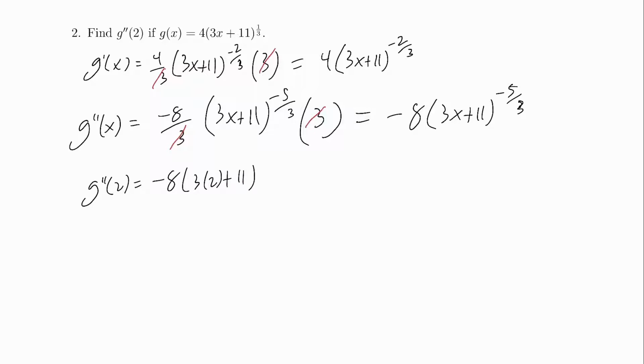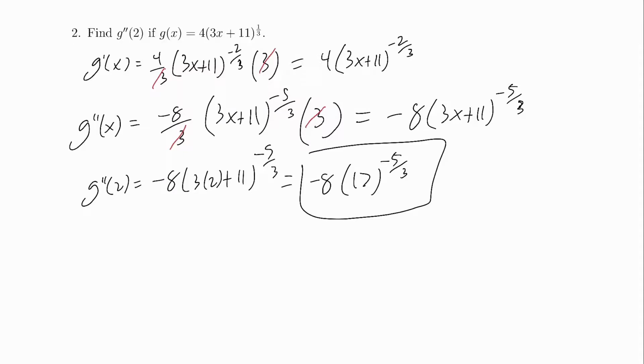And so we have 8 times 3 times 2 plus 11 to the minus 5/3. And this is minus 8 times 17 to the minus 5 over 3. And I'm happy with that. If you convert that to a decimal, it's something like minus 0.071, something along those lines. I forget the exact number. But this is kind of the thing I'm looking for. But I'm more than happy if you convert this to decimal.